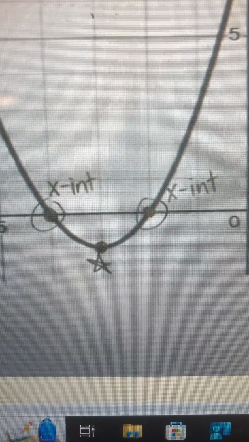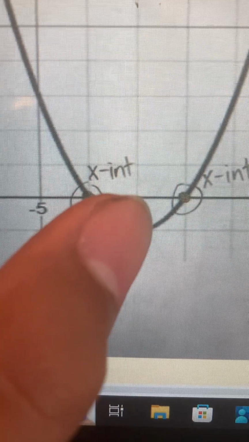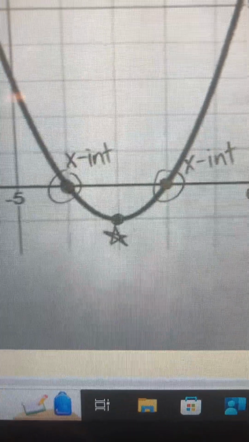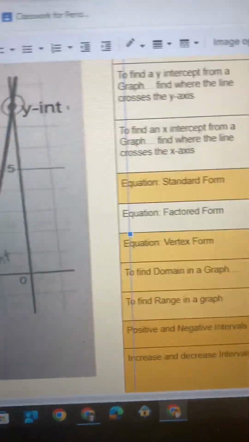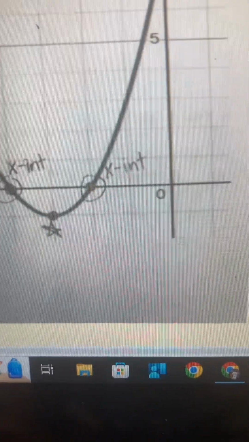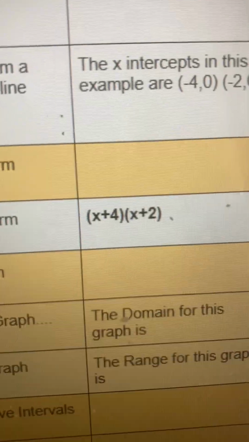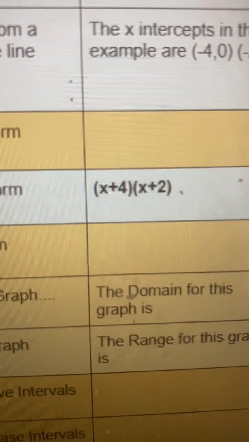Now, for the x-intercepts, as you can see, I have two. Both of them are circled, and both of them are on the x-axis. How you know these are your x-intercepts? Well, your x-intercept is where your parabola hits the x-axis. And when you find your x-intercepts, you are going to be able to find your factored form. Your factored form is basically what helps you to find your x-intercepts. But you can also use your x-intercepts to figure out what the factored form is.